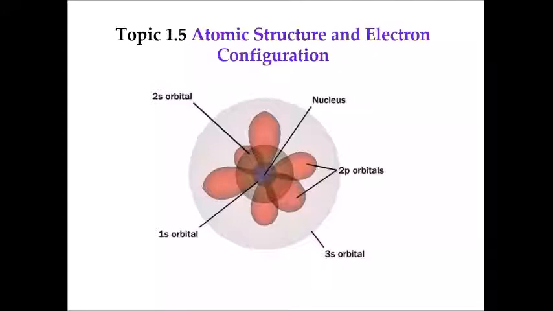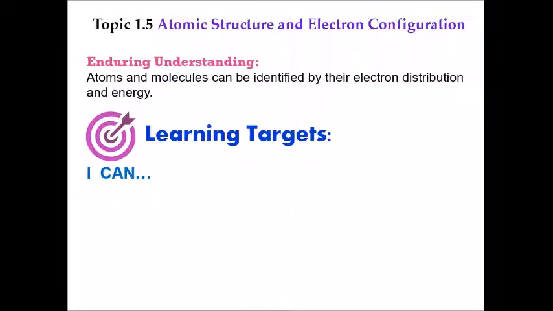So topic 1.5 is atomic structure and electron configuration. This is a nice little diagram showing some of the orbital shapes, the 2p's, the 3s, the 1s. And remember, the s's are spherical, the p's are dumbbell. We're going to go through all of that in this particular section of notes.